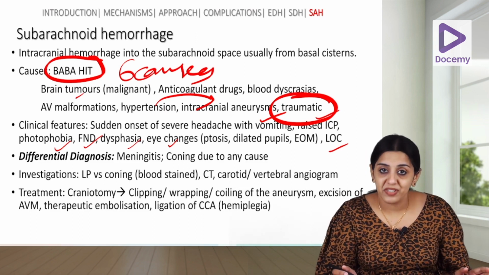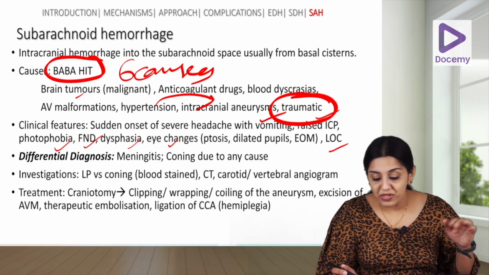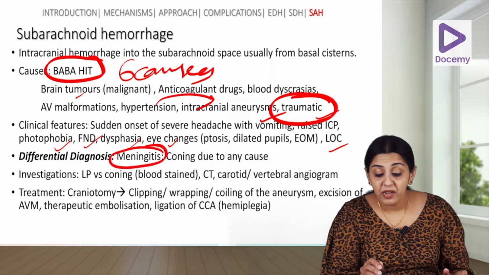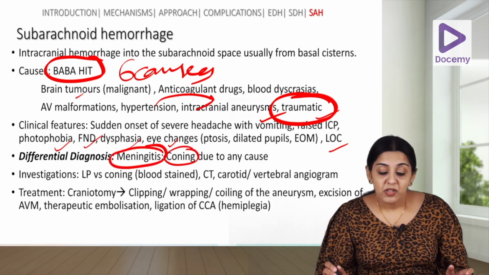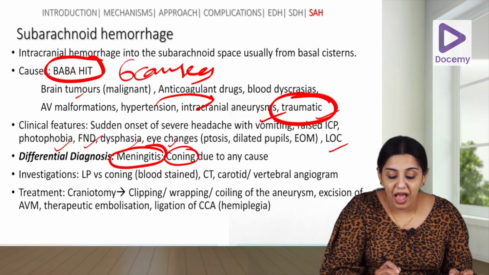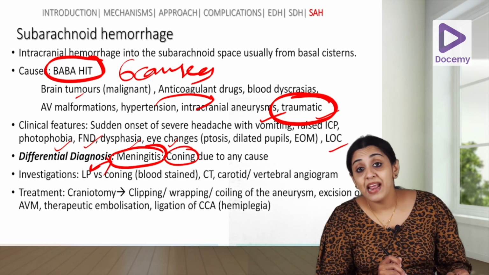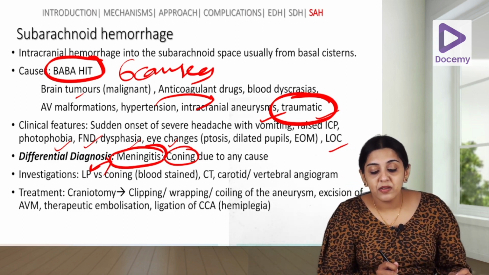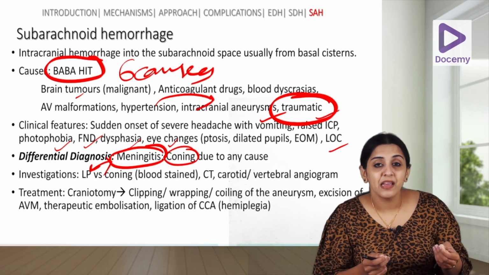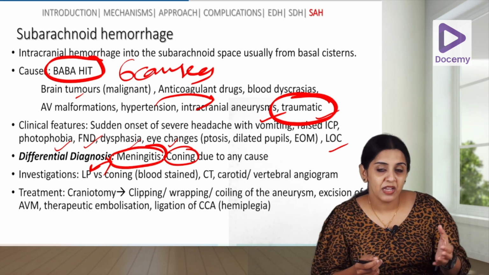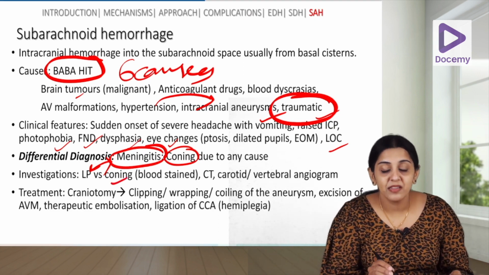But you can have differential diagnosis. Headache along with LOC, vomiting, could be meningitis, could be coning due to some other cause. So you have to investigate. Now when you investigate for meningitis, you have a tendency to do an LP or a lumbar puncture. But the problem with doing an LP, if you are suspecting, at least as a differential diagnosis, SAH, is that it can worsen the coning.